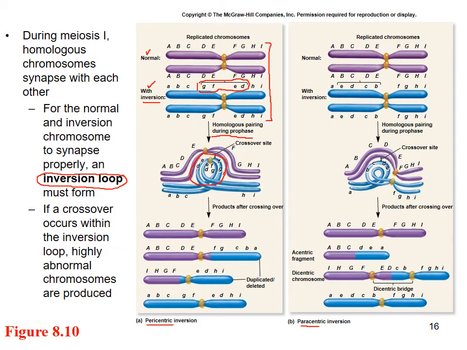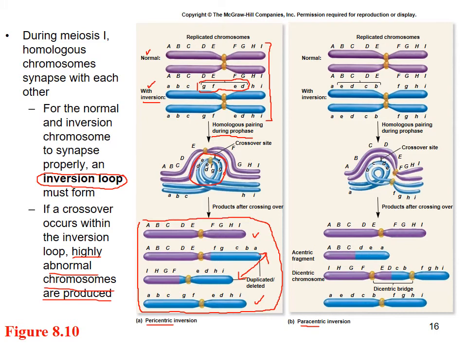The problem with this is, though, that when the inversion loop is formed, once you have your crossing over that occurs, most of the time you have a high amount of abnormal chromosomes that are produced at the end due to the abnormal shape of the inversion loop. So we can come down here to the bottom of our products after meiosis, and what we see happening is that we have two cases of chromosomes where you have duplication and deletions that have occurred. So you have two of them that are okay, and you have two of them that are duplicated and deleted.